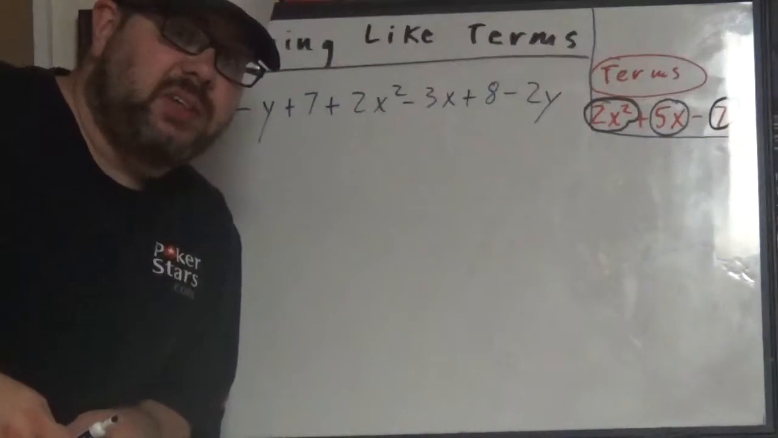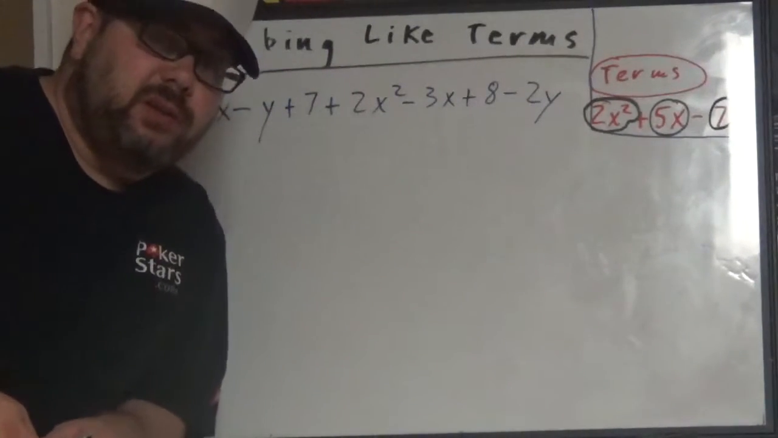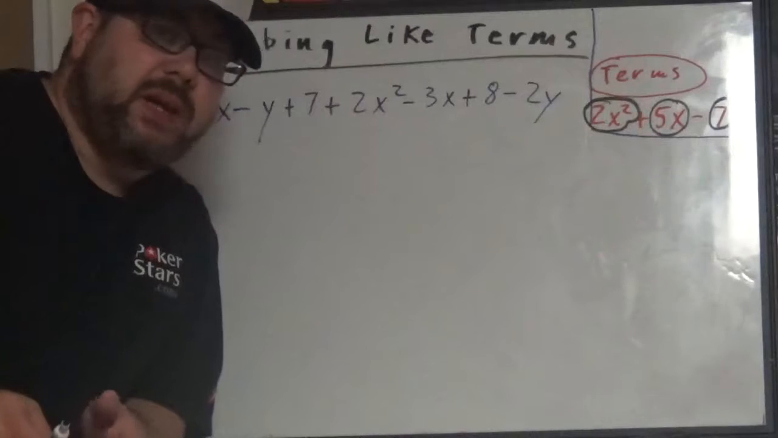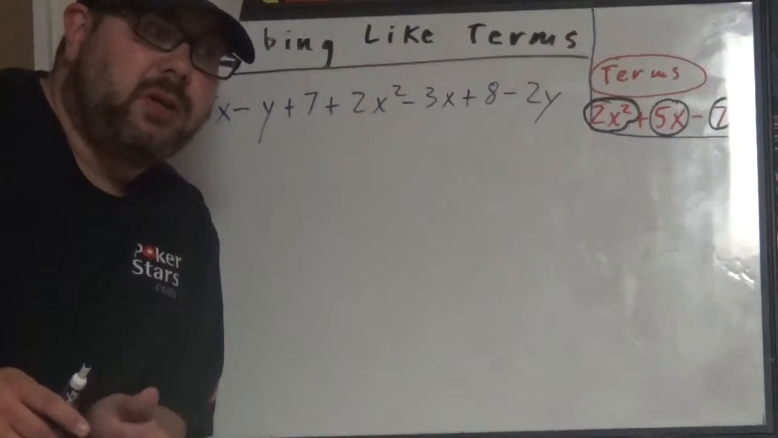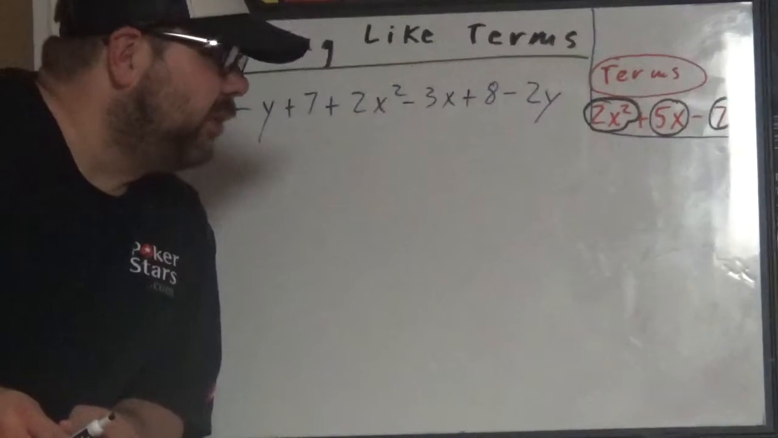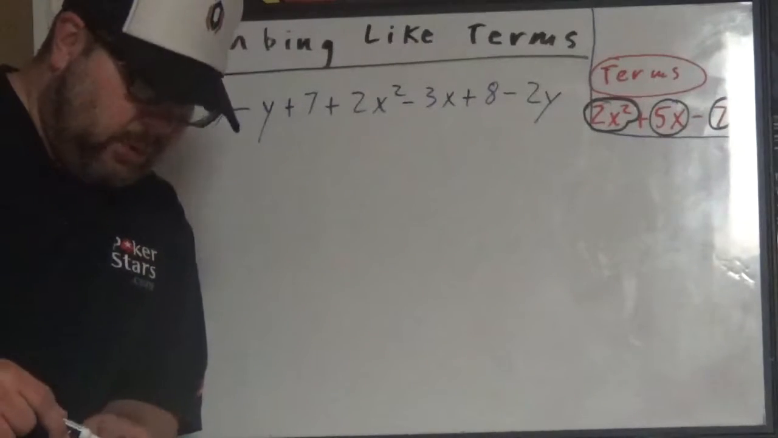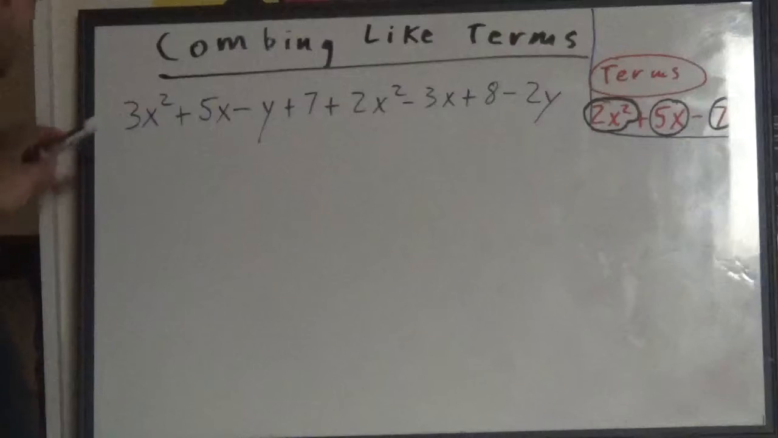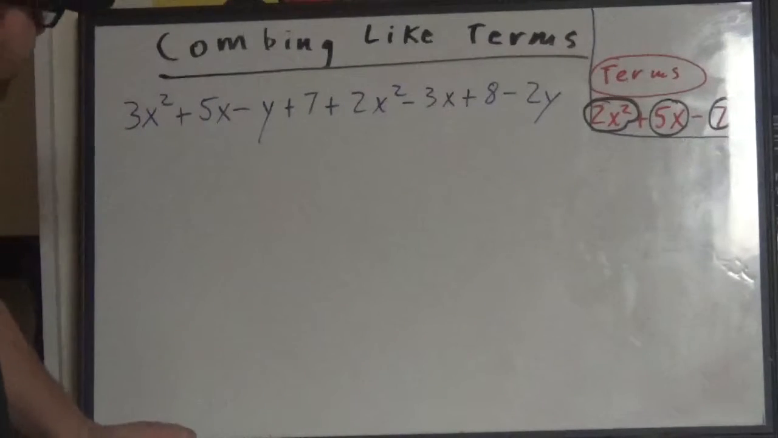A constant is a number in an expression or an equation that does not have a variable associated with it. So it's not being added, it's not being either multiplied or divided by a variable, or put to the power of a variable. So, combining like terms.